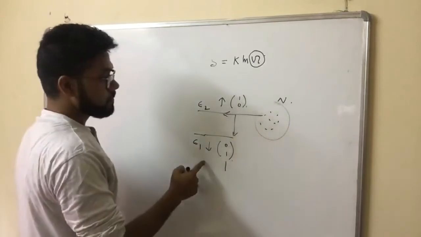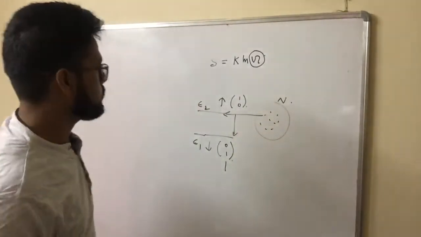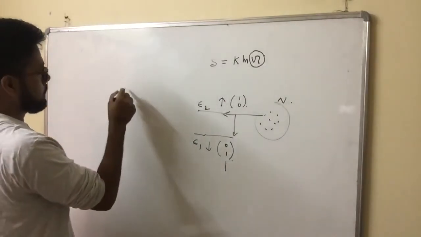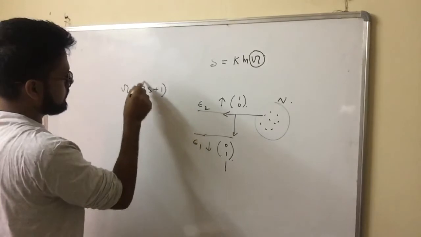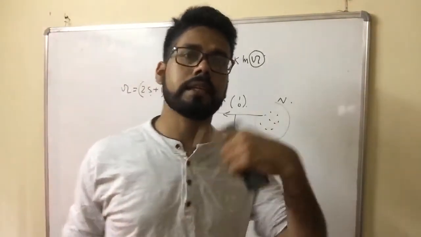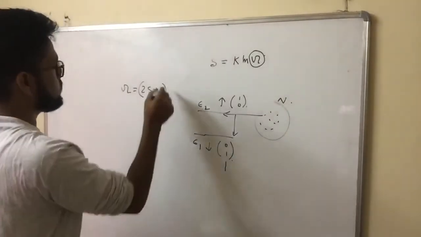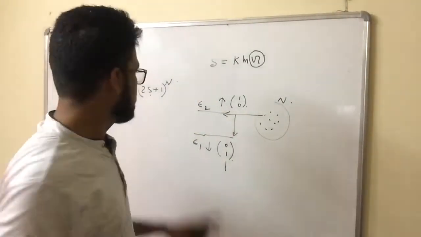Okay, in that case, at high temperature, how do you calculate the number of microstates? You should always remember 2s plus 1. This is the number of microstates for a single particle. Okay, if it is n particles, the number of microstates will be (2s+1) to the power n. Now the system is composed of n electrons, so it will be n.